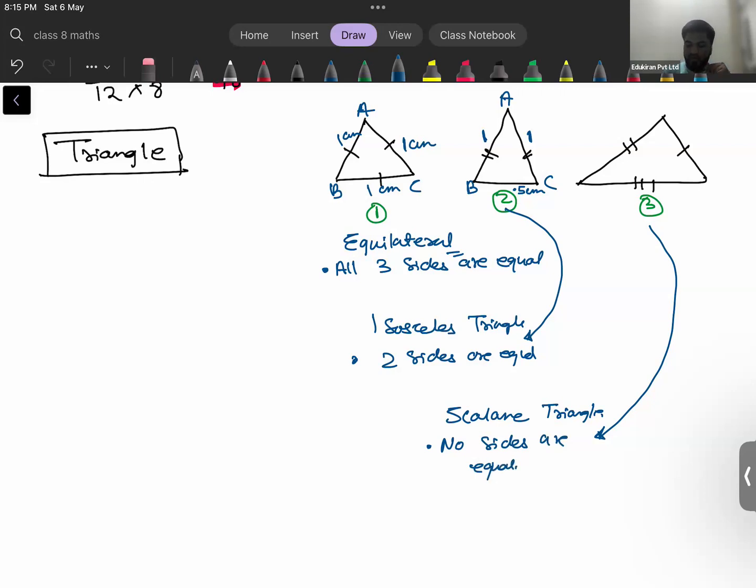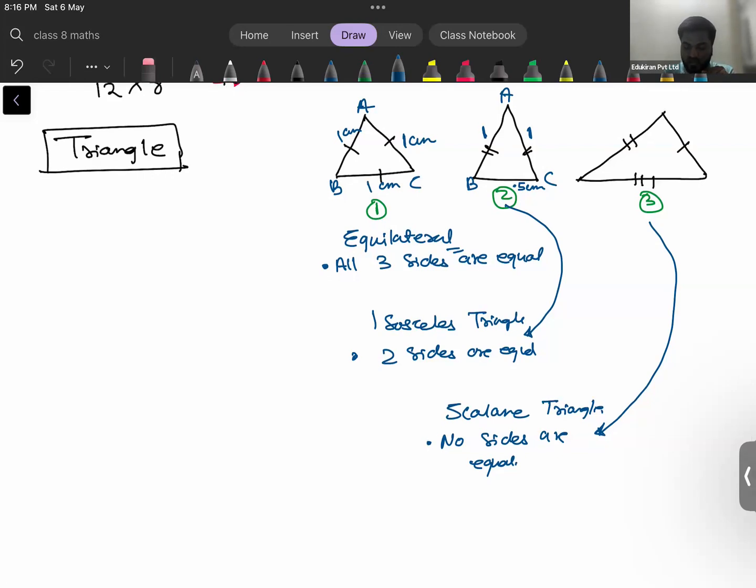So we know that triangles have got sides. Apart from the sides, what else do we observe in a triangle? Apart from their sides, you can observe that they have got angles as well, right? The angle which is formed by two sides of the triangle.